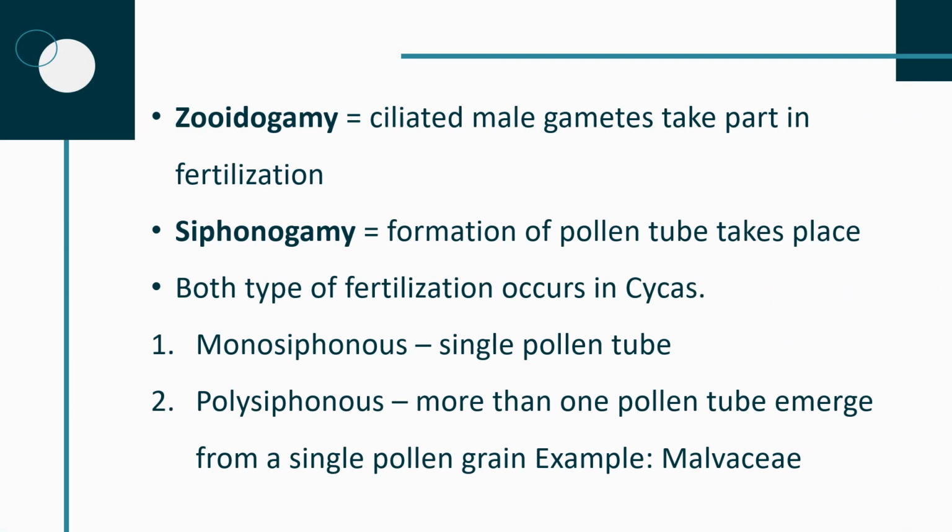In terms of gamete transfer, fertilization can be categorized into zooidogamy and siphonogamy. It is zooidogamy when ciliated male gametes take part in fertilization and pollen tube formation is not required. Siphonogamy, on the other hand, is when pollen tube formation takes part in fertilization. Both types of fertilization can be observed in cycles. Siphonogamy is further categorized into monosiphonous, where a single pollen tube emerges out from a pollen grain, and polysiphonous, where more than one pollen tube emerges from a single pollen grain. This is observed among the members of family Malvaceae.